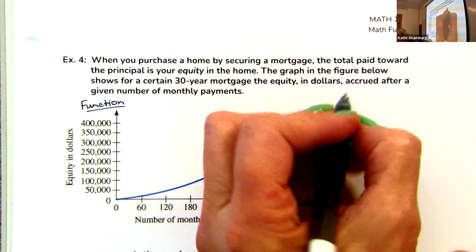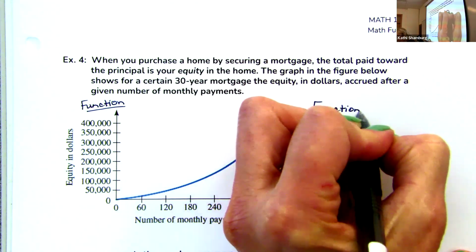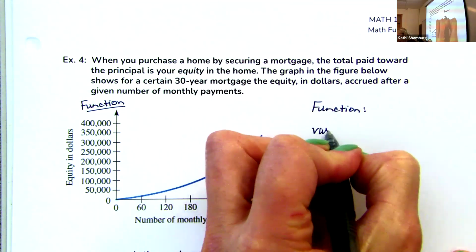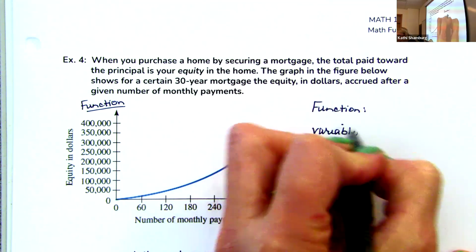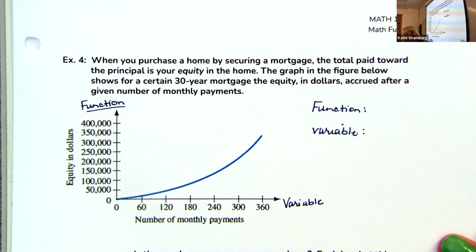Okay, so we're going to go ahead and read this and define what our function is and what our variable is. If it asks you to define or identify, that's what it's asking for. When you purchase a home by securing a mortgage, the total paid towards the principal is called your equity in the home. So basically, equity is the part of the home or value that you own. It's not what you still owe the bank.